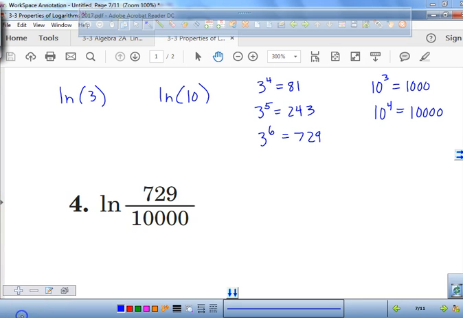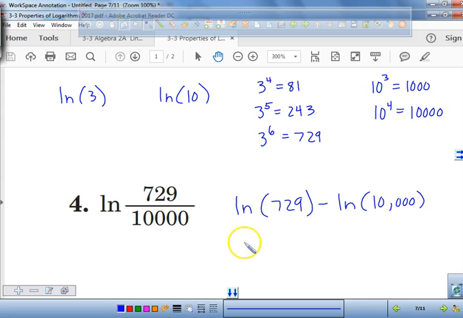This is where you would pause the video if you're watching and try it on your own. See what you come up with. All right, if you're playing this, you're checking your answer right now. So listen, what you should have done first is write the natural log of 729 minus the natural log of 10,000. But then you saw my clues, and you were like, ha!